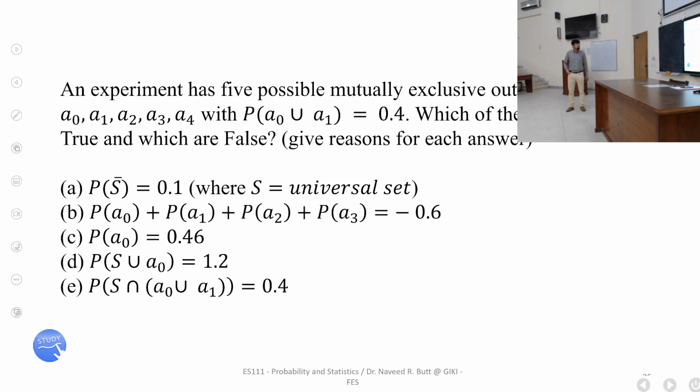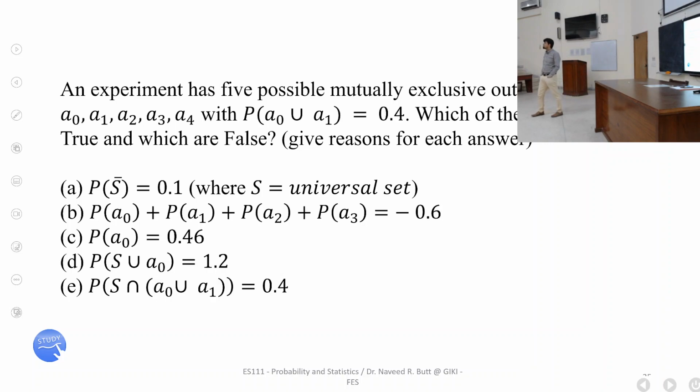So what's the sample space? S, A0, A1, A2, A3, A4. Okay. Now you're given the probability of A0 union A1. Okay. You have to say, okay, which are true and which are false, and you have to give reason for it. So you can start. पहले का क्या कहते हैं? S bar है ना? Zero होना चाहिए, right? Why is it 0?